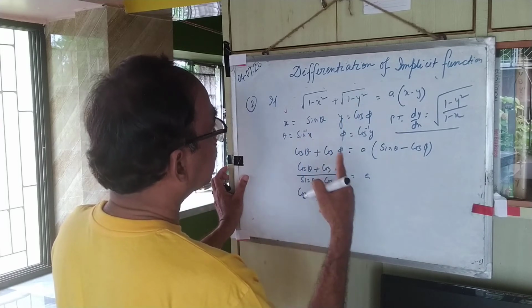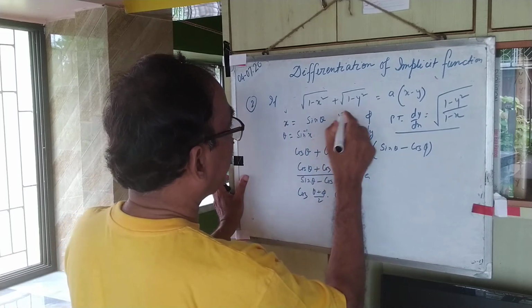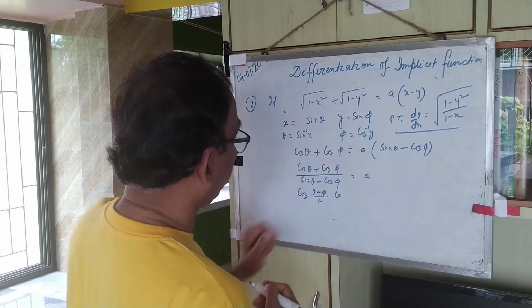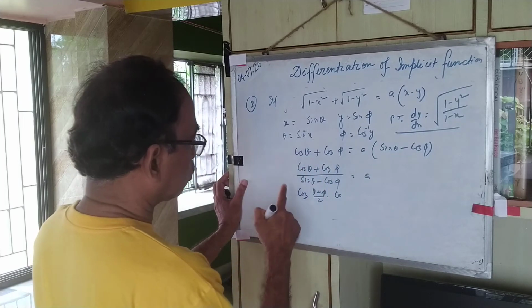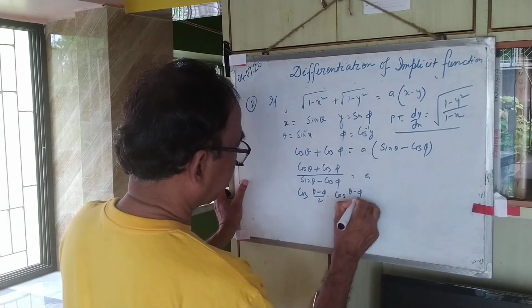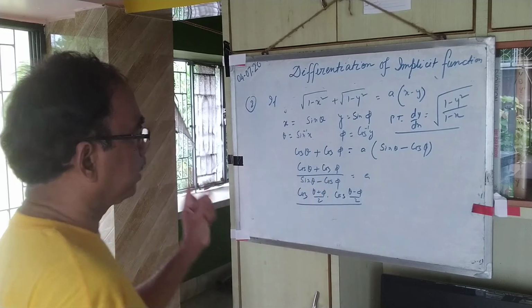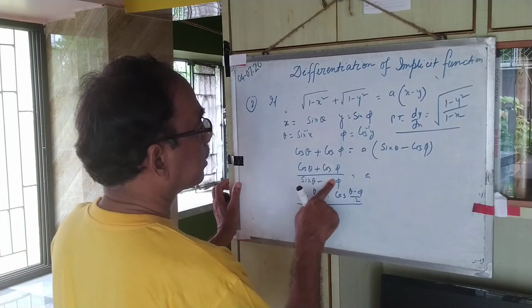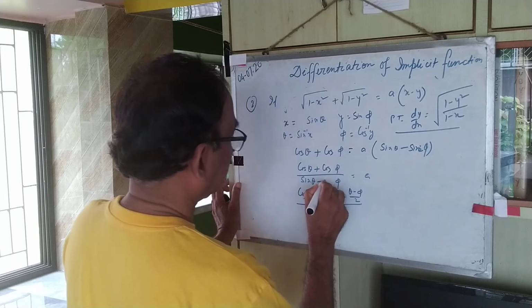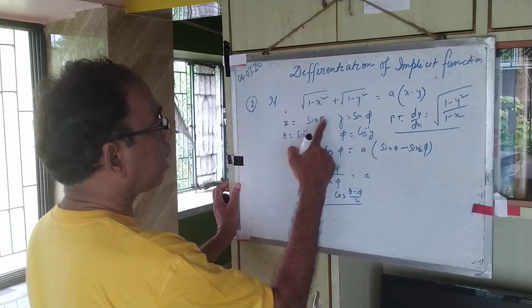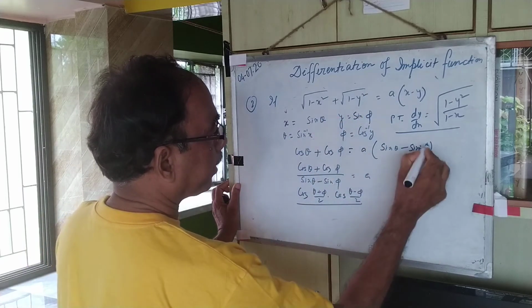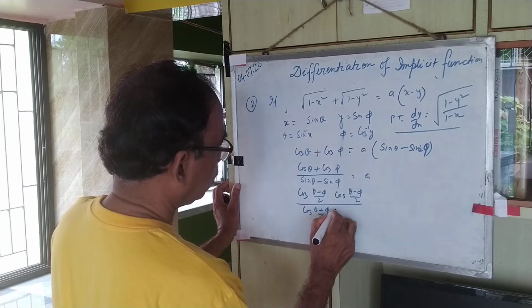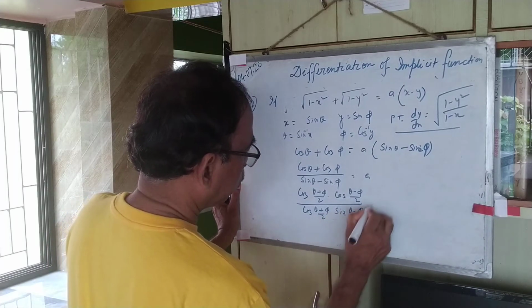And sine theta minus sine phi equals 2 cos (theta plus phi) by 2 sine (theta minus phi) by 2, equals a.